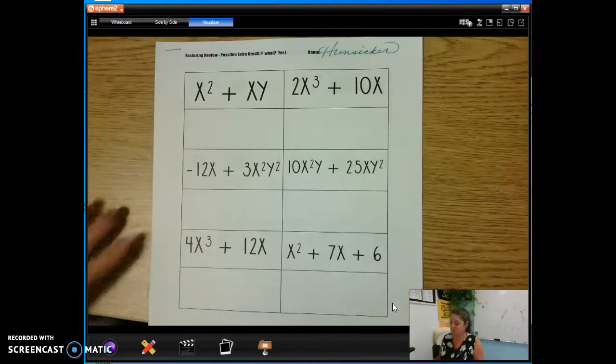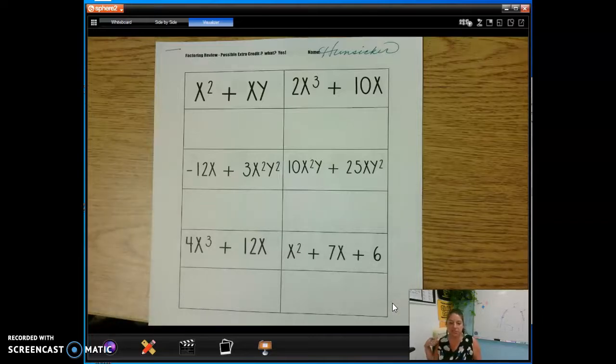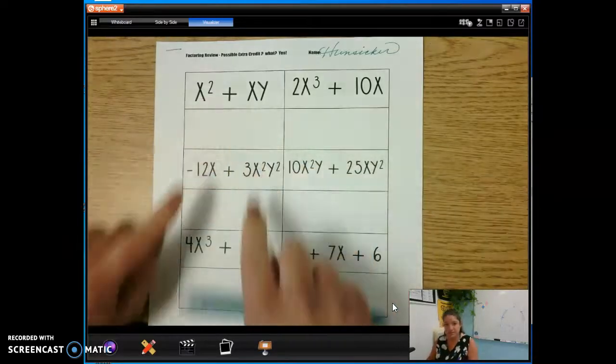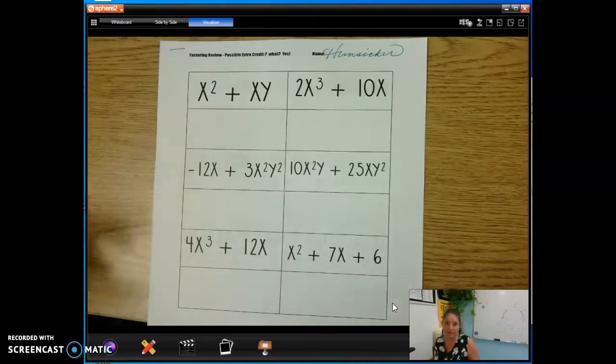Okay, y'all, so we're going to do a quick little factoring review. A couple of things to keep in mind. Number one, there are multiple ways that you can think about some of these factoring problems. And number two, how you go about factoring depends on how many terms there are in the problem. So I'm going to show you a couple of different methods.